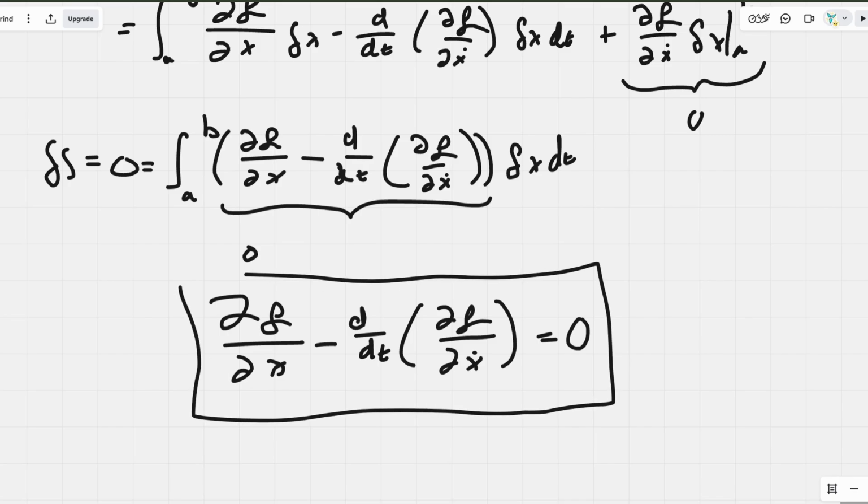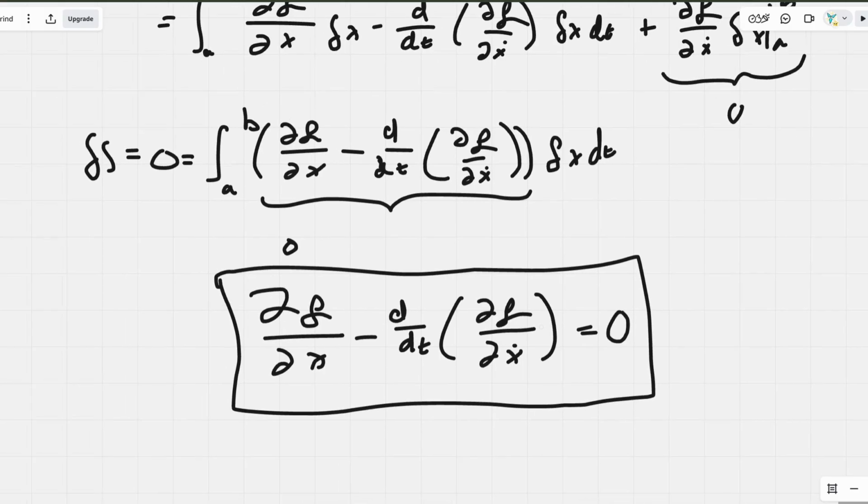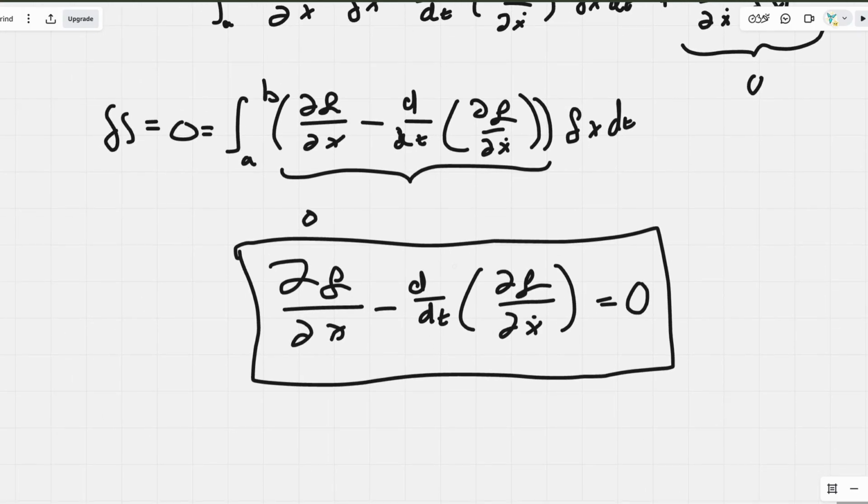This is the Euler Lagrange equation that we have derived from the action.